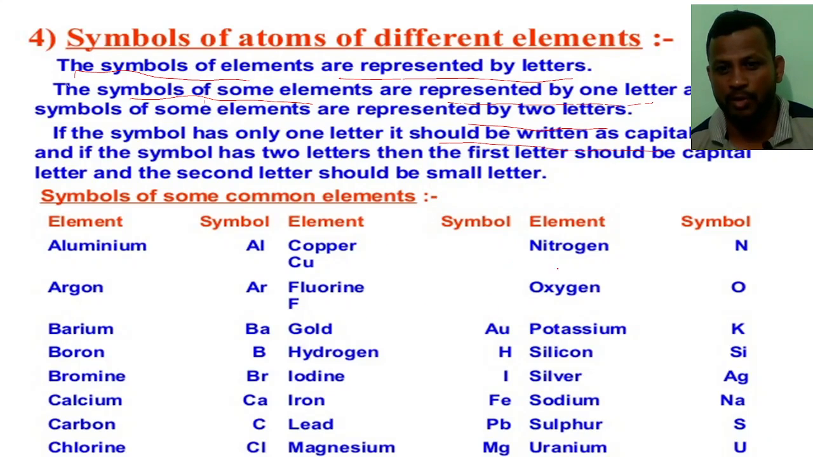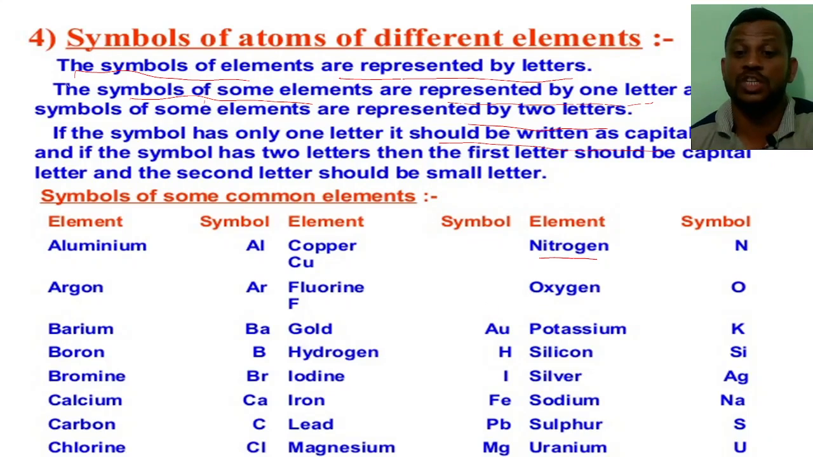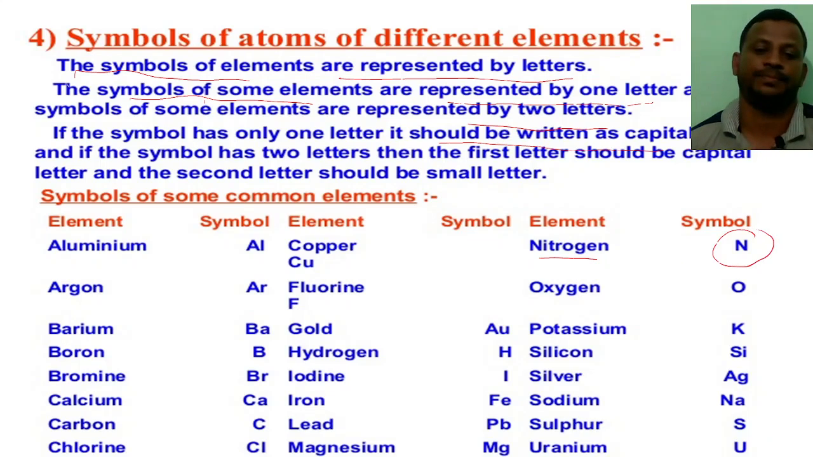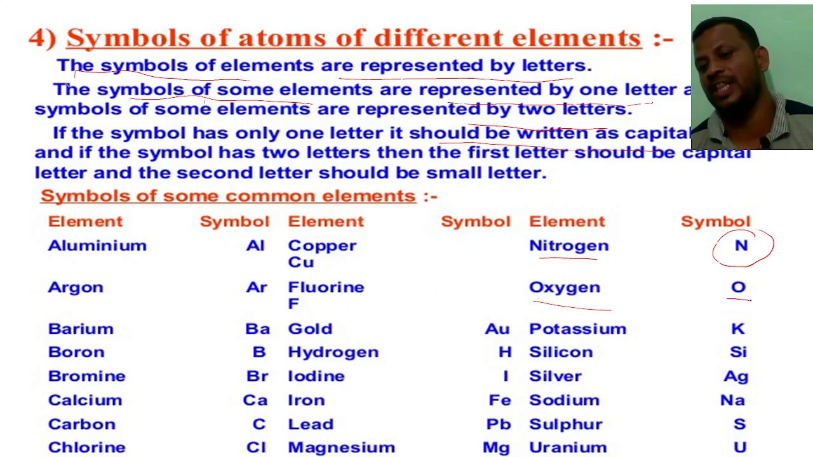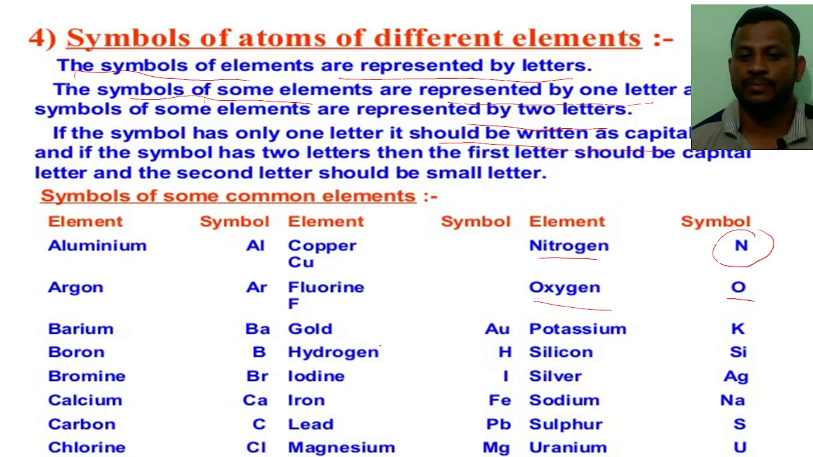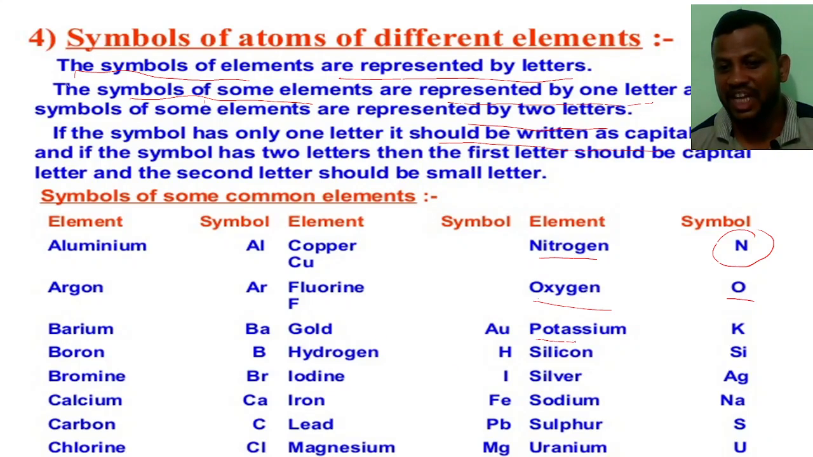For example, you can see here nitrogen. We represent nitrogen with a single letter, so we write N as a capital. Oxygen, we use a single letter to represent oxygen, so we write O as a capital letter. We represent potassium with K, only a single letter, so we write capital K to represent potassium.